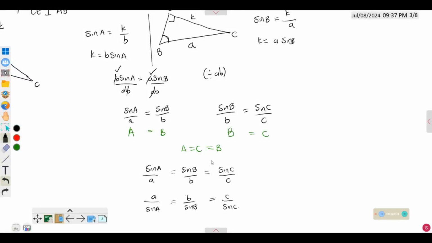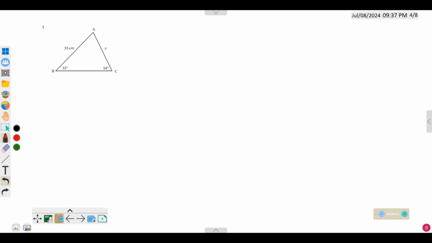Okay, right. So in our previous video, we proved the sine rule. Now we must learn how to use it. Let us look at these examples. The first example given is this one.